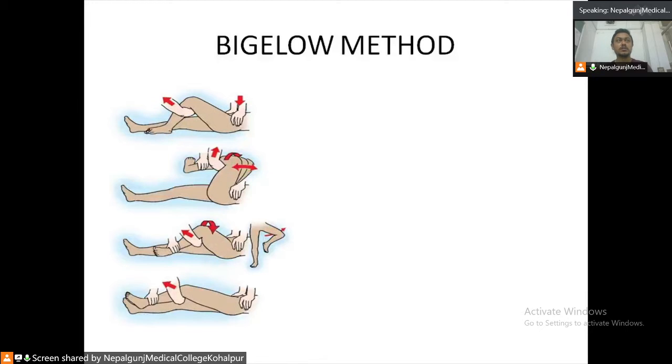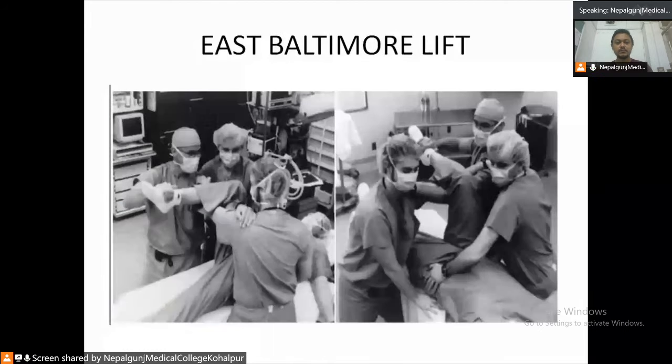Similar to Ellis, the assistant applies the counter traction and the surgeon applies traction on the limb along the line of deformity. But in the Ellis method we do external rotation, whereas in this case one does both internal as well as external rotation. Once the head is pulled out of the socket, after you pull it enough, you apply the internal and external rotation, and finally after the reduction, you keep the limb in an extended and appropriate position. So this is the East Baltimore lift.